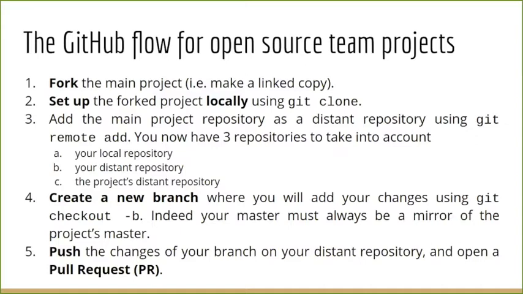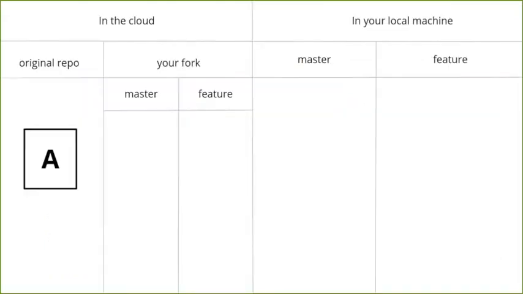So in terms of this GitHub flow, I wanted to illustrate it so that it's a bit easier to understand the 3 different repos and how they all play together. Originally, you only have an original repo in the cloud with a state of the code, which we're going to name A, so here.